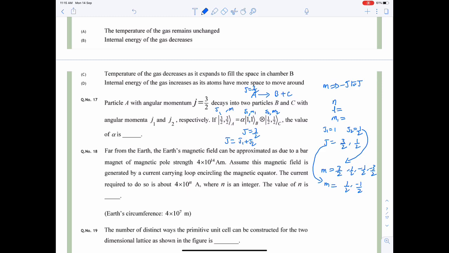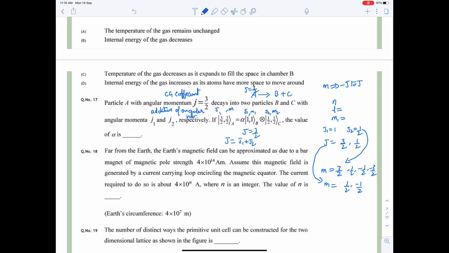So now see, this is the question of Clebsch-Gordan coefficient, CG coefficient. CG coefficient is mainly used to describe the addition of angular momentum.